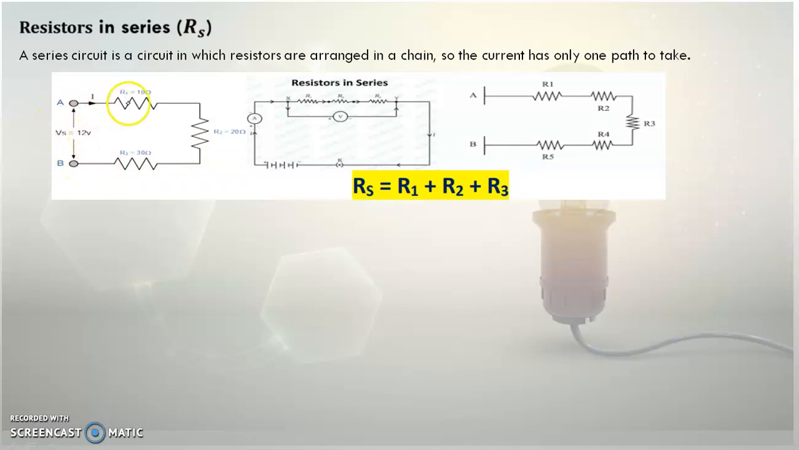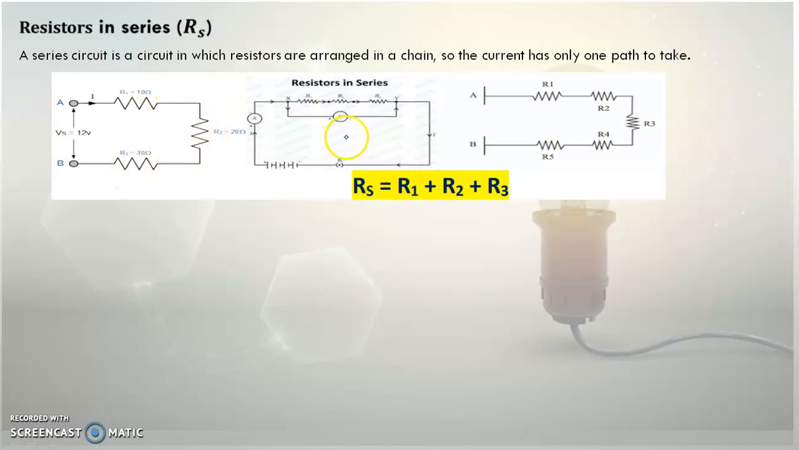If you look at this diagram, here are R1, R2 and R3, and these ends are connected to the potential difference, that is the battery. In the diagram it is shown that this is 12 volts, the value of R1 is 10 ohms, the value of R2 is 20 ohms, and the value of R3 is 30 ohms. This is also the way we can connect resistors in series.